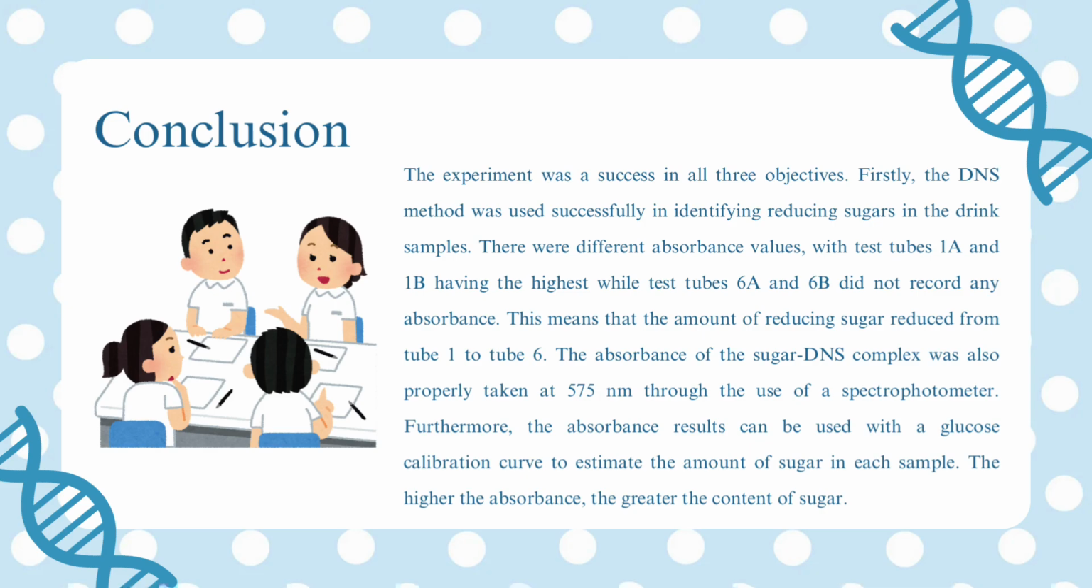The absorbance of the sugar DNS complex was also properly taken at 575 nanometers through the use of a spectrophotometer. Furthermore, the absorbance result can be used with a glucose calibration curve to estimate the amount of sugar in each sample. The higher the absorbance, the greater the content of the sugar.